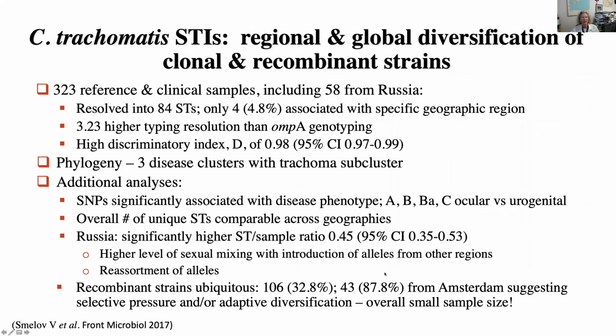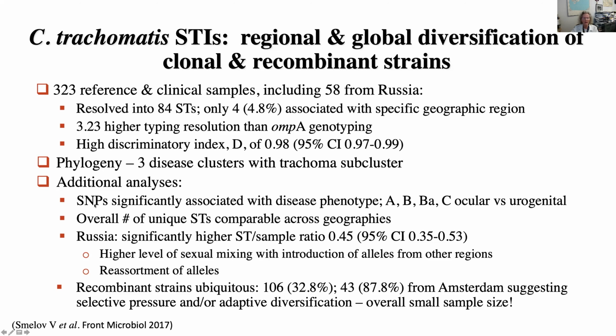So we wanted to expand our MLST and include additional samples. So we used our 19 reference strains in addition to clinical samples that included a number from Russia as well as from Boston that hadn't been represented previously, and obviously additional samples from the Americas and Europe. This time, our samples resulted in 84 STs. Of course, we had a higher typing resolution in MOMP-A genotyping and a high discriminatory index. And our phylogeny was similar to our earlier phylogeny.